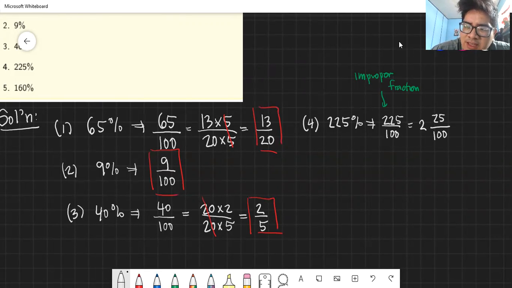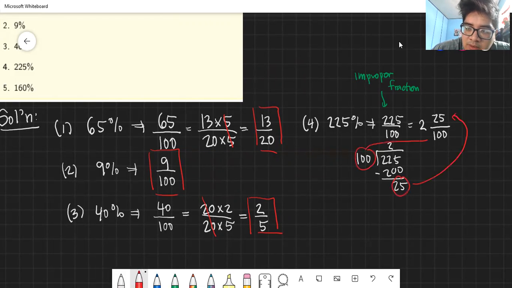Eh, paano yung nangyari, sir? Nalito kami. Ganito lang yan basically, ha? I-divide mo lang, ito yung longer method. 100, edi 2, tapos 200, tapos subtraction, 25. Kung ano ito, ito yung numerator. Kung ano ito yung denominator. Ibayin natin yung kulay. Let's say color blue. Ito yung denominator.